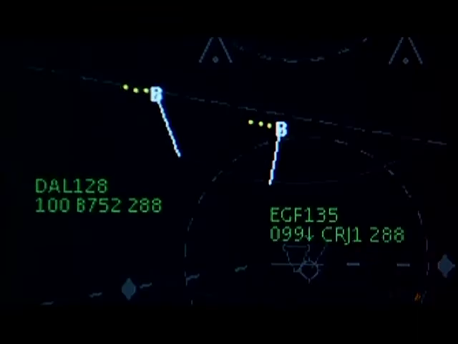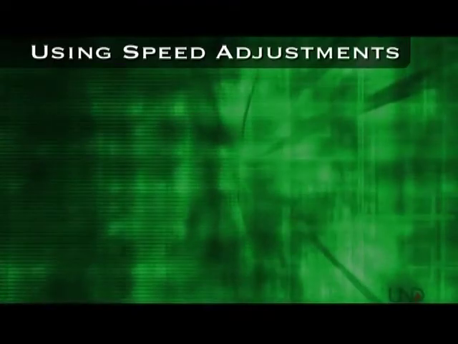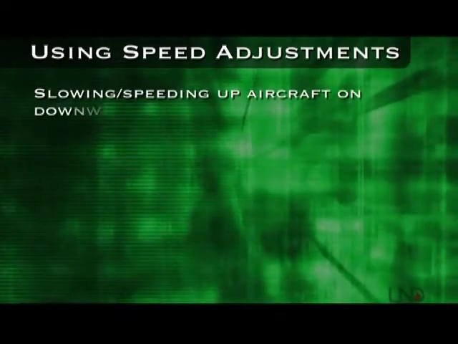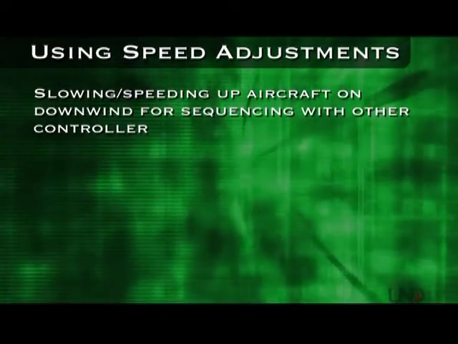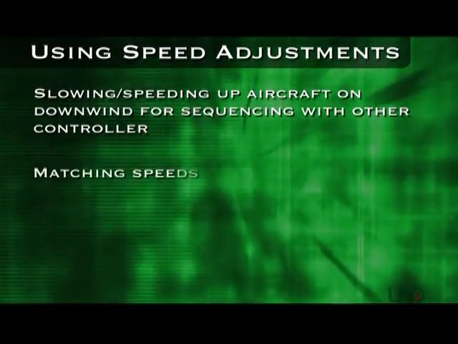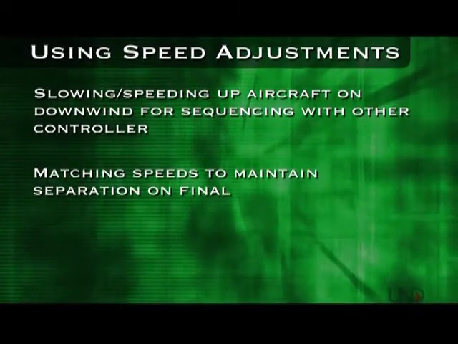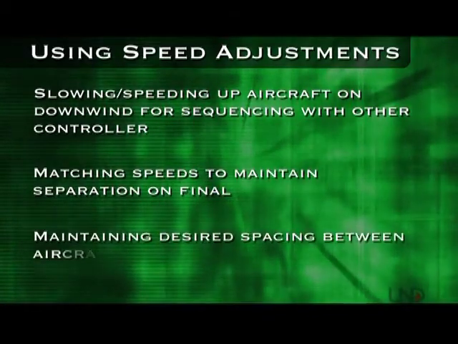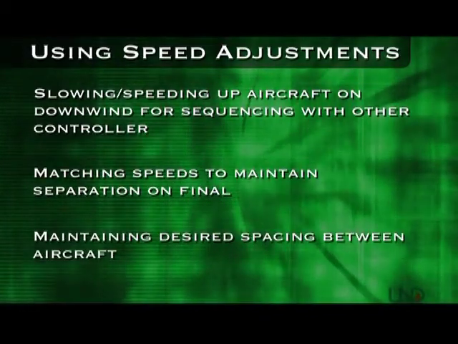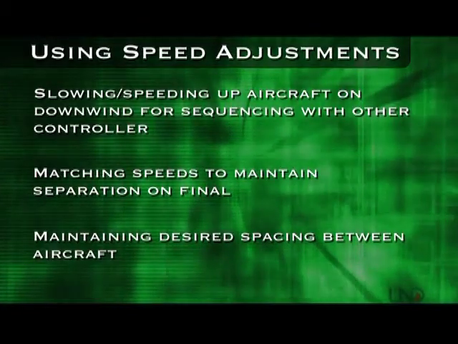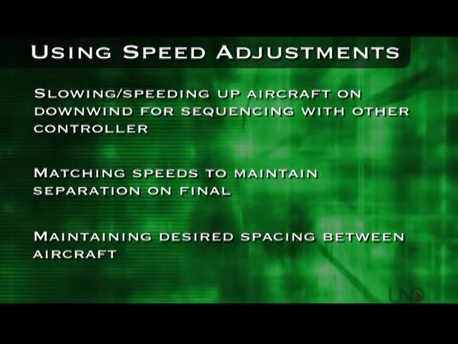Now let's take a look at the rules for using speed restrictions, along with a few examples of how to correctly apply them. As a general rule, it's better not to use speed restrictions unless you have a good reason to. Reasons to use them include slowing or speeding up aircraft on downwind for sequencing with those of the other controller, matching speeds to maintain separation on final, and maintaining desired spacing between aircraft in a box pattern or on downwind. Slowing aircraft just to reduce your workload can get you into trouble.